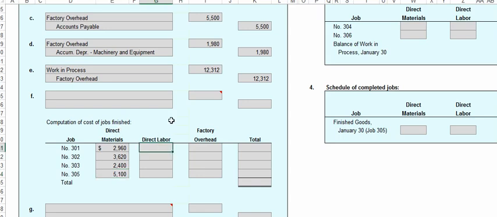Alright, so let's pick up direct labor. That's our factory labor cost for each job. 301, $2,775. 302, $3,750. 303, $1,875. And 305, $5,250.